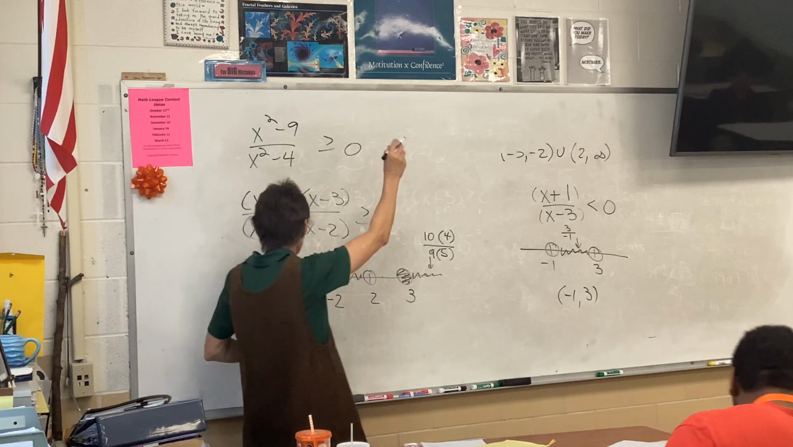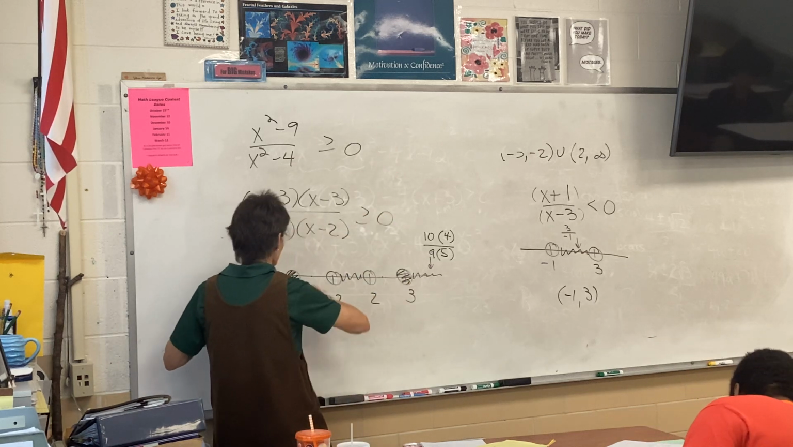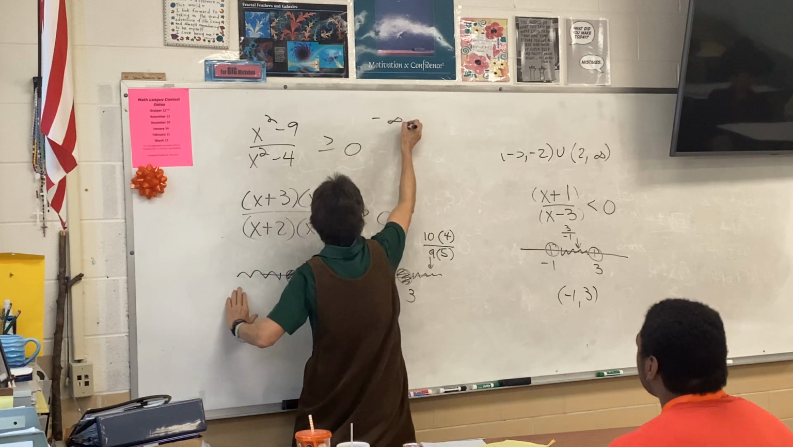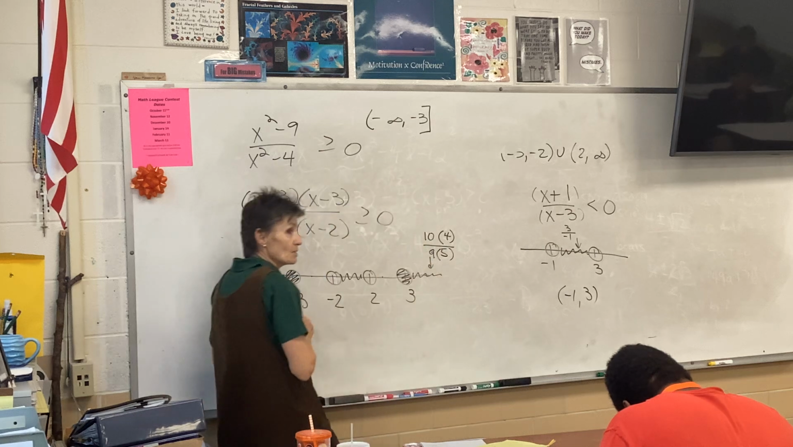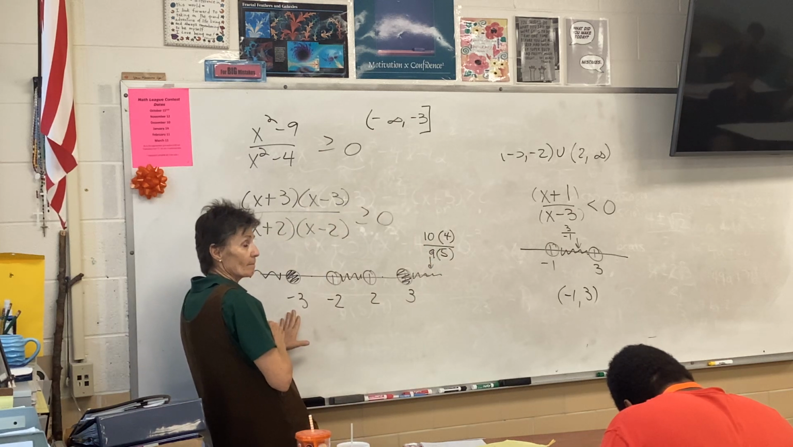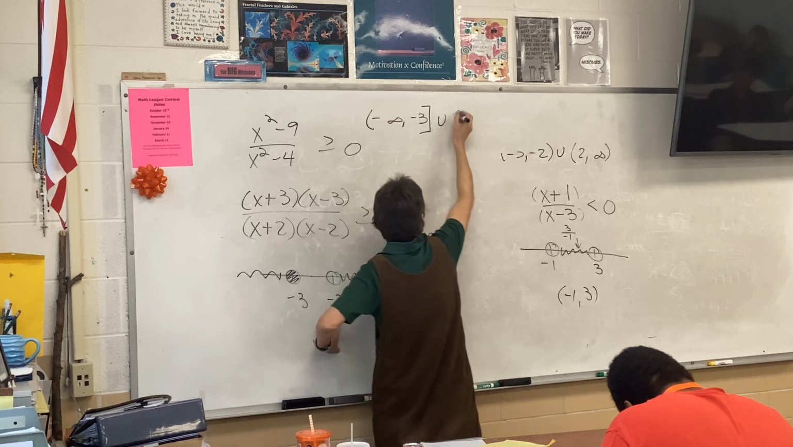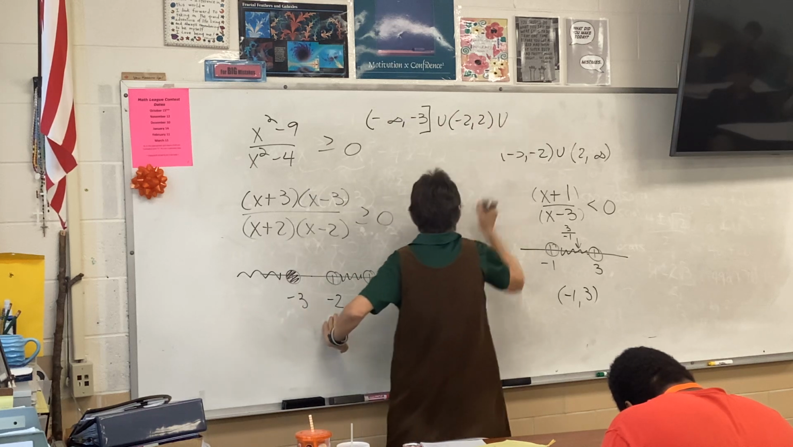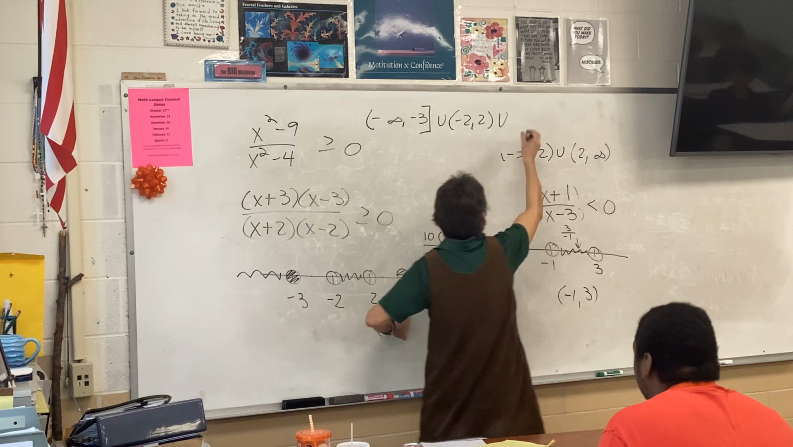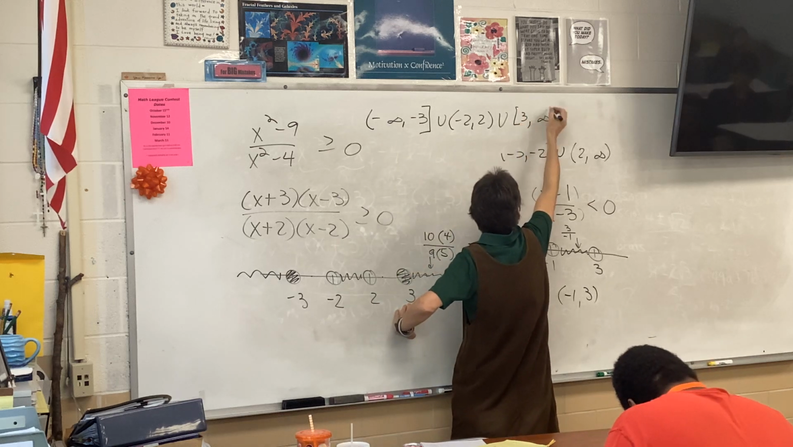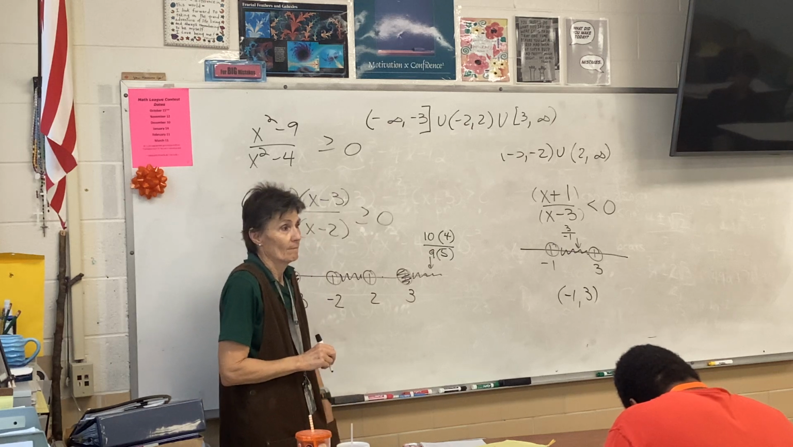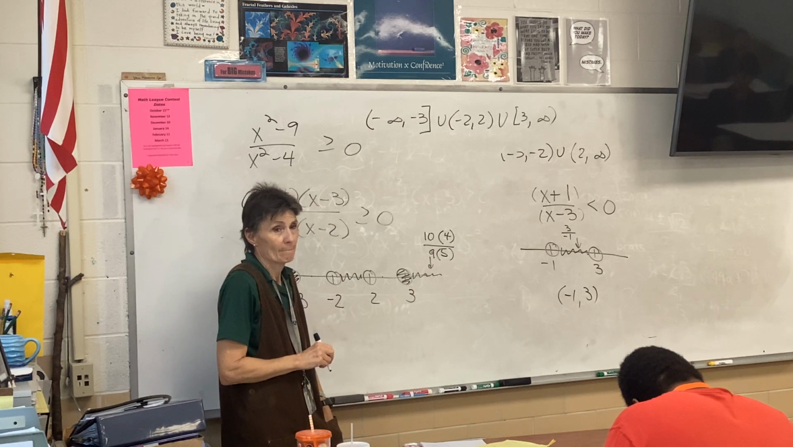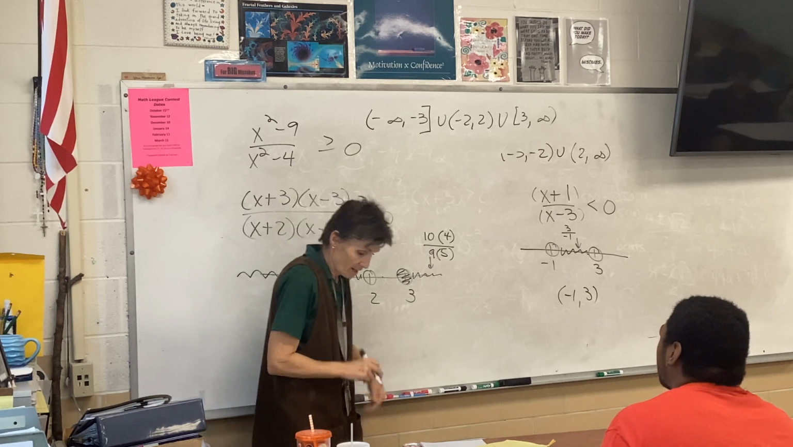All right, so what's my final answer? All 3 of these are going to be your answer. Negative infinity to -3. Pay attention to your parentheses and brackets. Union with -2 to 2. Union with 3 to infinity. What do you think? Does that look okay? Everybody okay? All right.